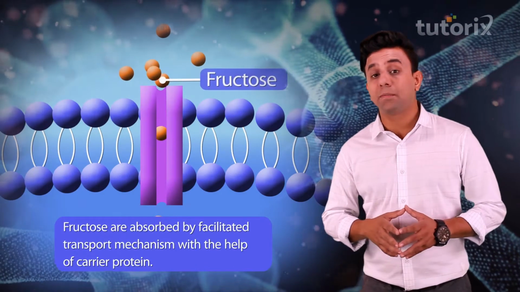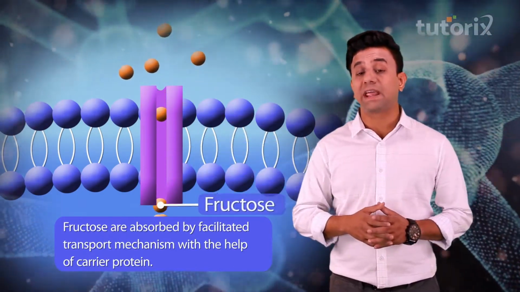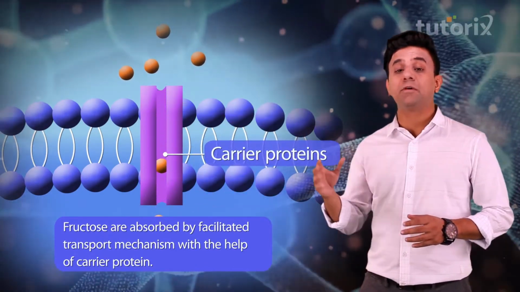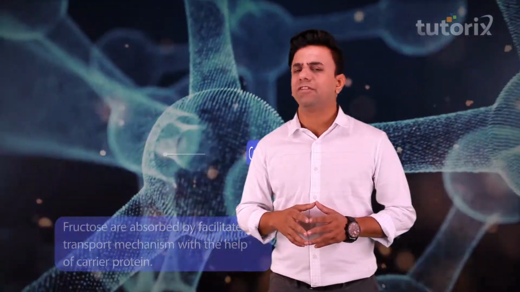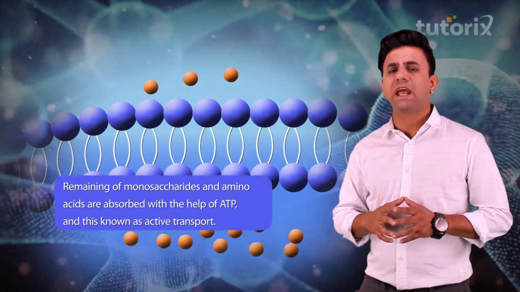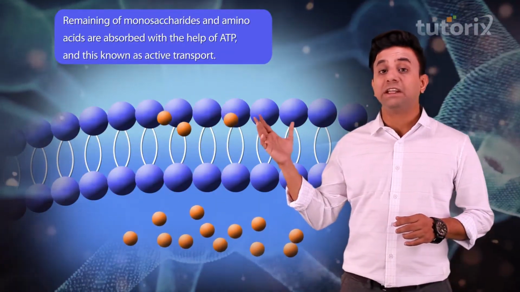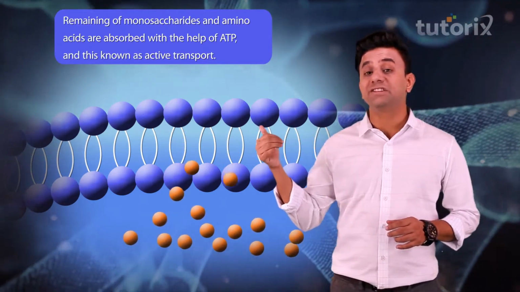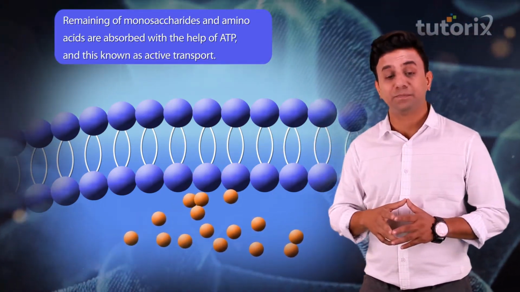Some other monosaccharides like fructose are absorbed by means of facilitated transport mechanism, that is, with the help of carrier proteins. Well friends, the remaining monosaccharides and the amino acids are absorbed with the help of ATP, that is, they require energy, and this is the active transport mechanism.